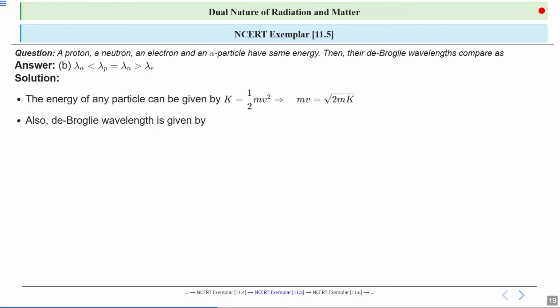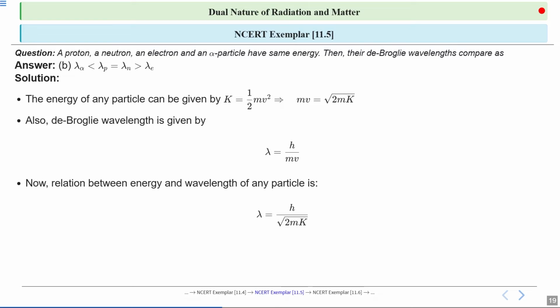Okay, so remember the formula for the de Broglie wavelength. The de Broglie wavelength lambda is given by lambda equal to h upon mv, where h is Planck's constant, m is mass, and v is velocity. So put the value of mv as root 2mK. Let's connect energy and wavelength directly. Since we already related mv to the energy, we can substitute and get a new formula: lambda equal to h divided by square root of 2mK.